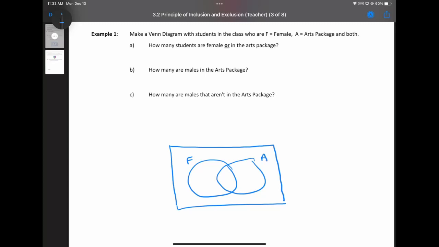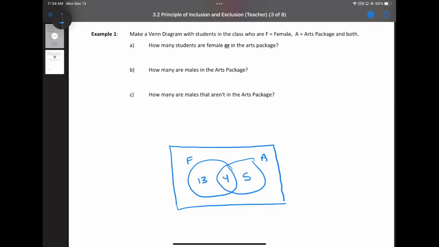When I asked how many students met both of those criteria, 4 people put up their hands. When I counted how many people were female, 17 people put up their hands. And when I asked how many people were in the arts package, 9 people put up their hands. We've already got those 4 there, so there must be 5 more over here.